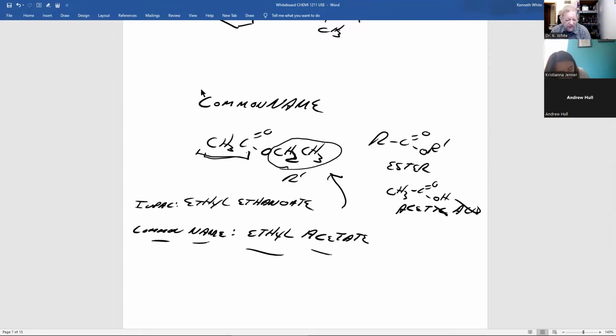Other than telling students this is the IUPAC name nobody ever uses, I can't remember the last time I heard ethyl ethanoate in a conversation with chemists. Ethyl acetate, I heard often.